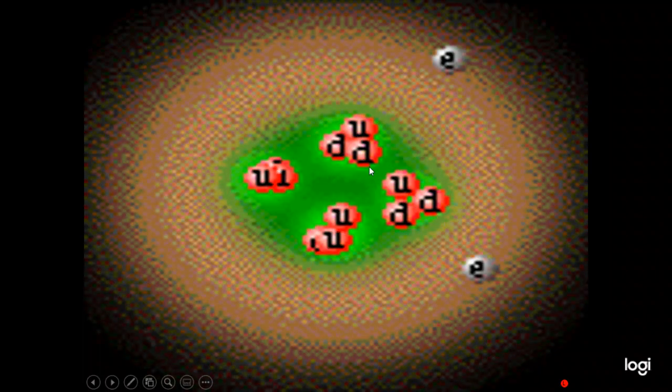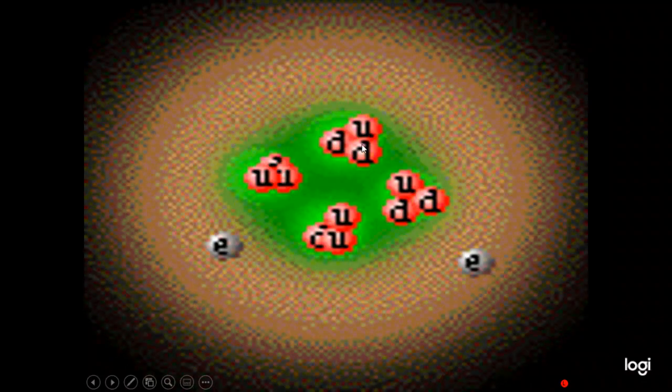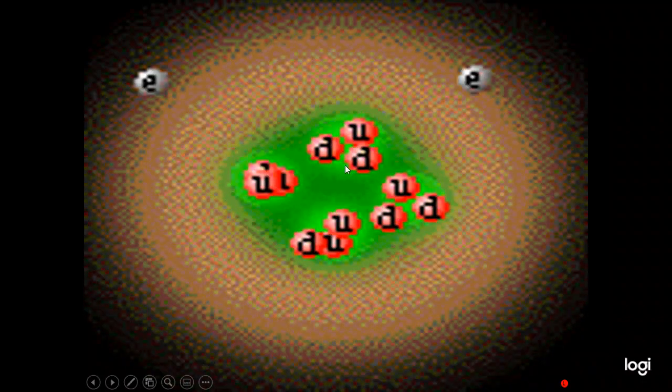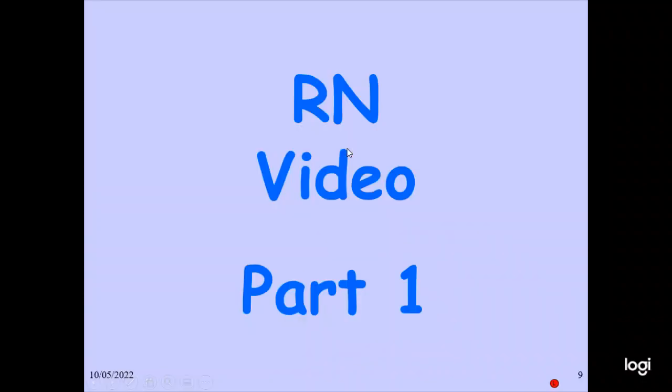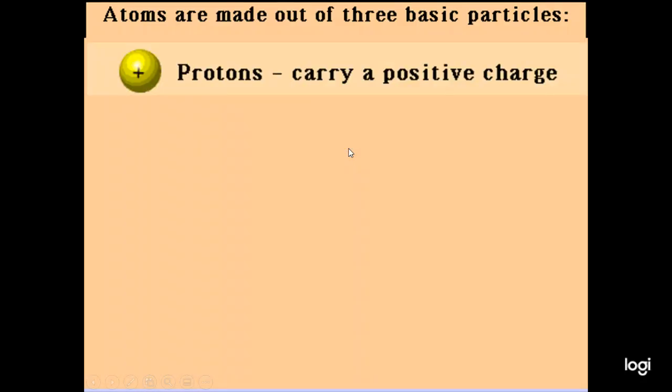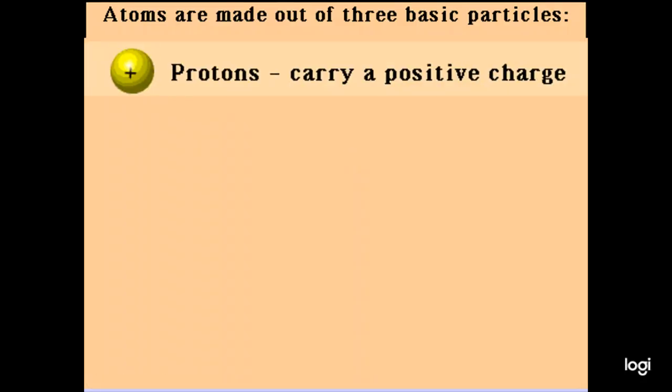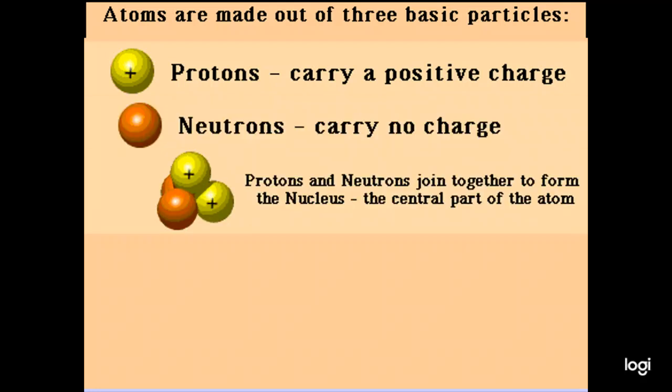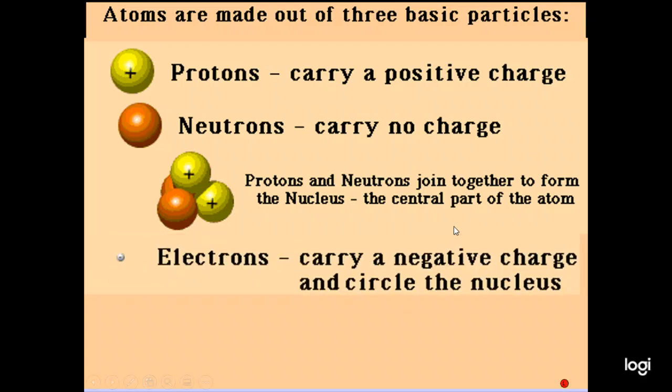So this is for the atom. This is the nucleus, and the electron moving around. This is the proton, and the neutrons are in the nucleus. Atoms are made of three basic particles. Proton carries the basic positive charge. Neutron carries no charge. The proton and neutron join together to form the nucleus, the central part of the atom. Electron carries the negative charge and circles the nucleus.